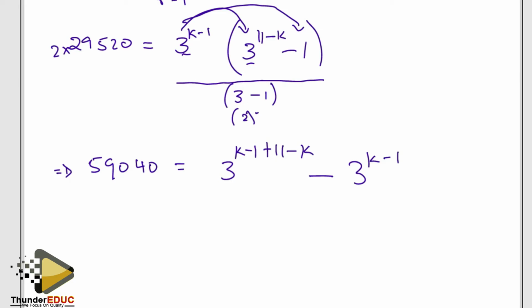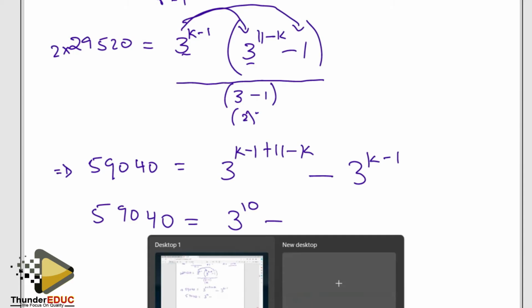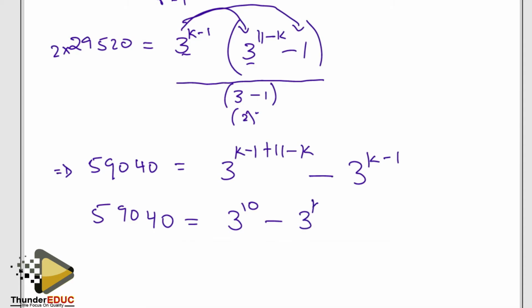Okay. So 59040 is equal to, this k cancels that k, I'll be left with just 3 to the 10 minus, this is going to be 3 to the k minus 1. Then I need to move this to that side. Okay. 3 to the exponent of 10.